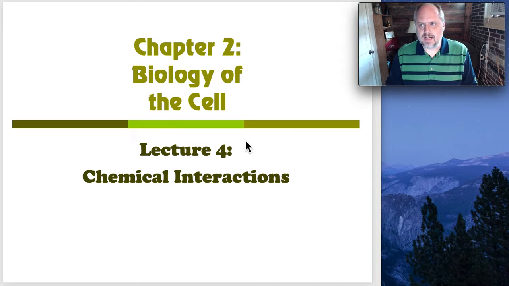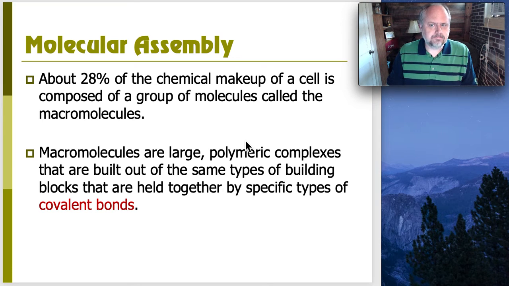So at the chemical interaction level, this is kind of like your chemistry of life material that you would have had in a course before. I think if you basically recall back to the material you would have had at the 105 level, for example, remember that about 28% of the chemical makeup of a cell is made out of macromolecules. And of course, what do you know about the other 72%? We know that about 70% of that is water, so that leaves us 2% of everything else.